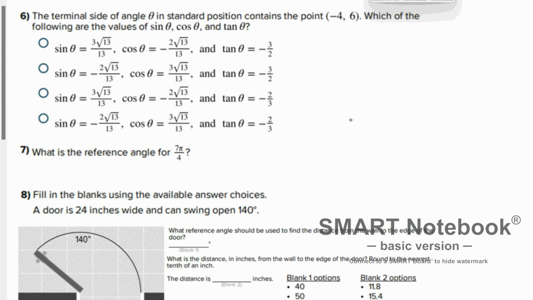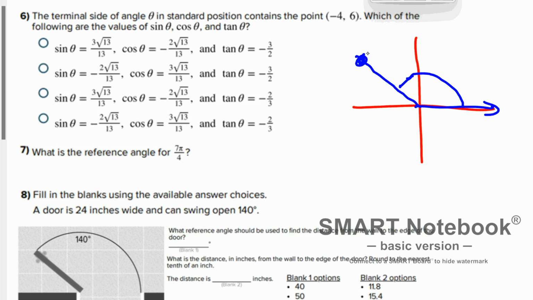Okay, number 6 for Chapter 9 review. We're looking at the terminal side of an angle in standard position. So we've got this angle that's opening up. In standard position, it opens up and lands at (-4, 6). So the angle opens up and lands at a point somewhere out here, going over -4 and up 6. So maybe like up here.